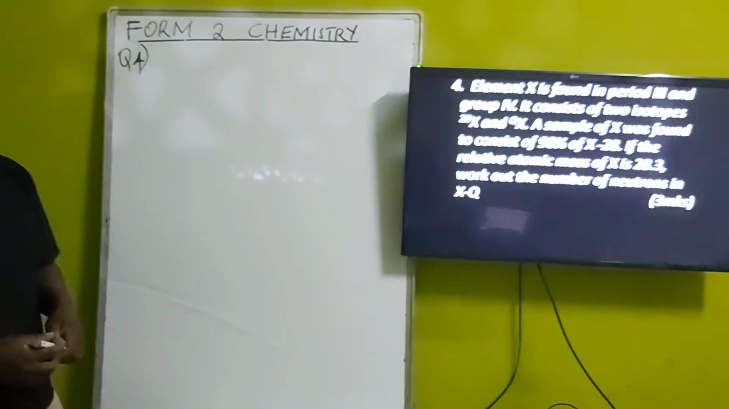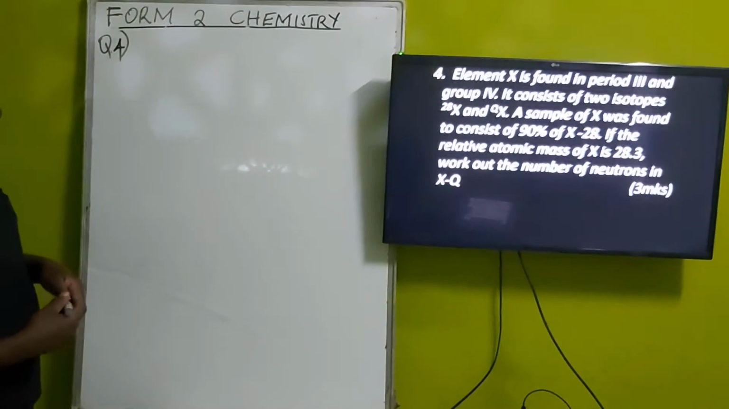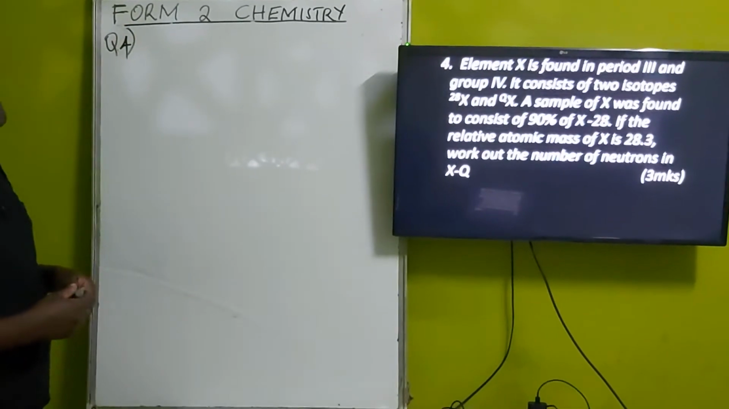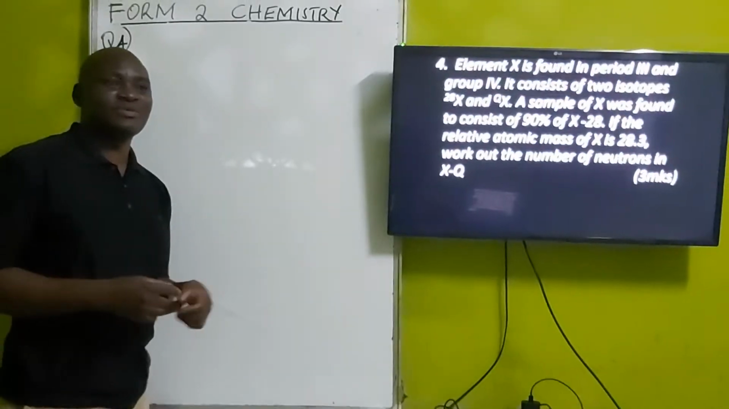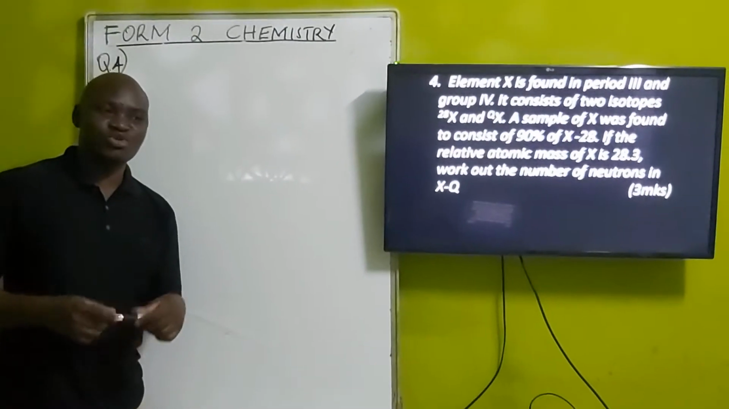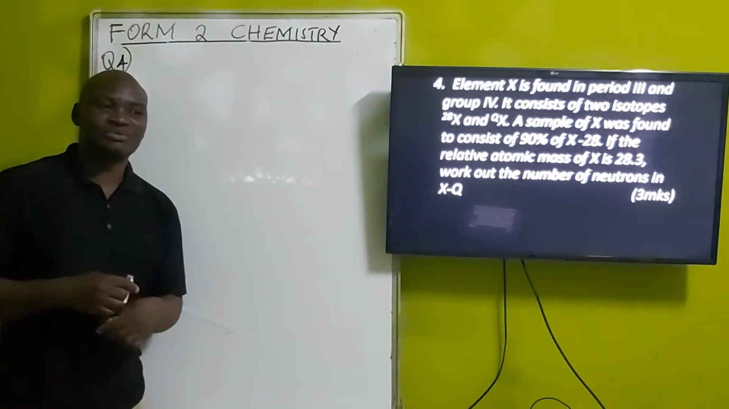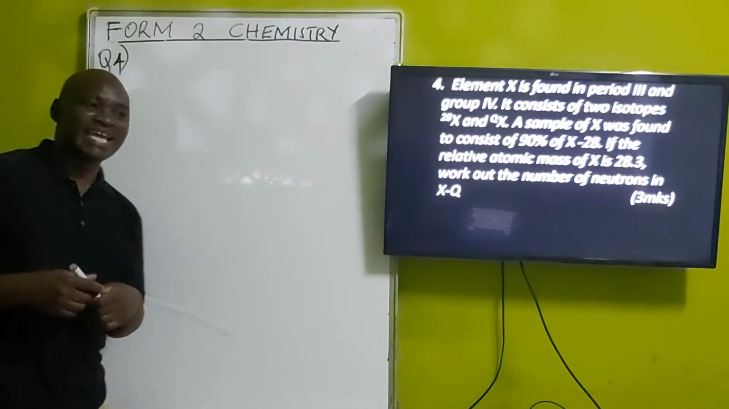So we were doing example 4, and in example 4 we are told element X is found in period 3 and group 4 of the periodic table. It consists of two isotopes, X28 and XQ. A sample of X was found to consist of 90% of X28.